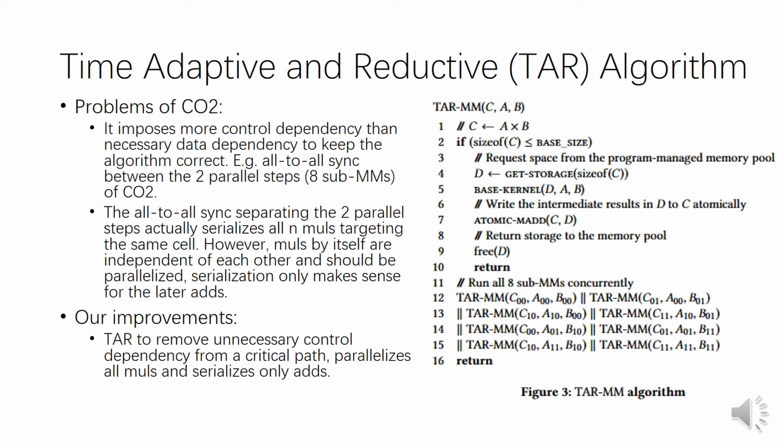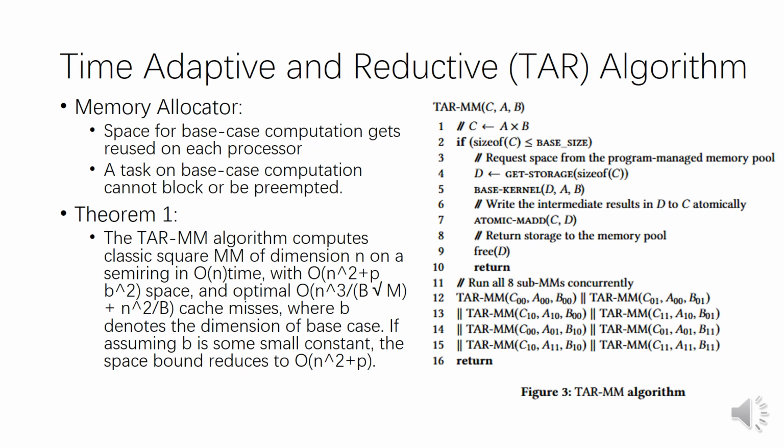The TAR algorithm pseudocode can be found on the right hand side. We remove the auto synchronization between the two parallel steps, so it is the same as in CO3. All 8 supermatrix multiplications are fully parallelized. The serialization makes sense in the base case calculations. And we have two key components for the TAR algorithm. Firstly, the memory allocator. We can see in this pseudocode, when we recurse down to the base case, we have to calculate them independently on each processor.